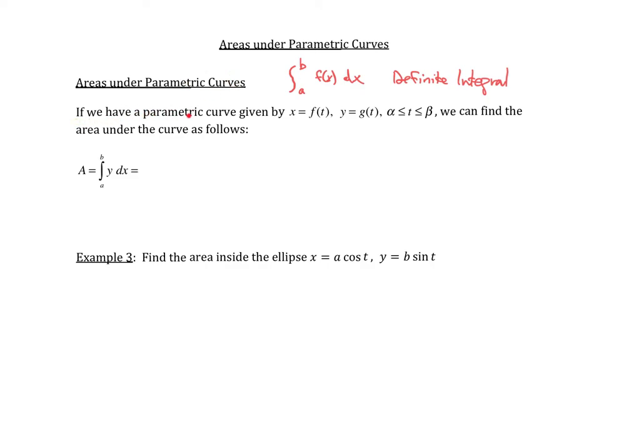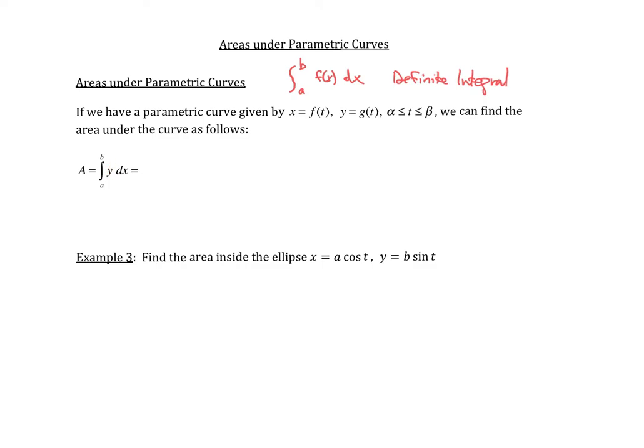So let's say we have a parametric curve and it has two coordinate functions, x equal to f of t and y equal to g of t. And let's say that our parameter ranges from alpha to beta. So this is how we can find the area under the curve. I will have a definite integral over here. Remember, usually we have f of x as our integrand. In this case, f of x is really the y value.